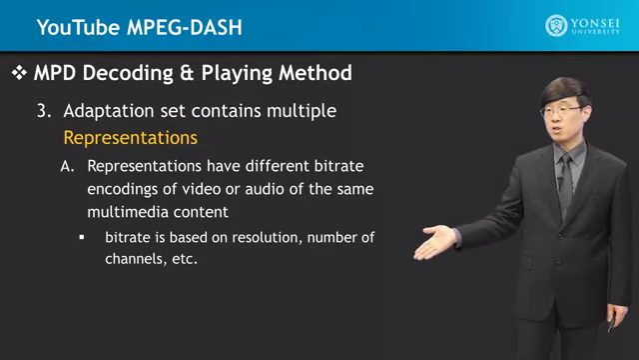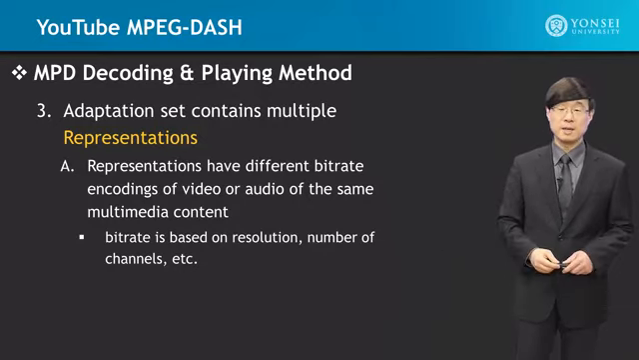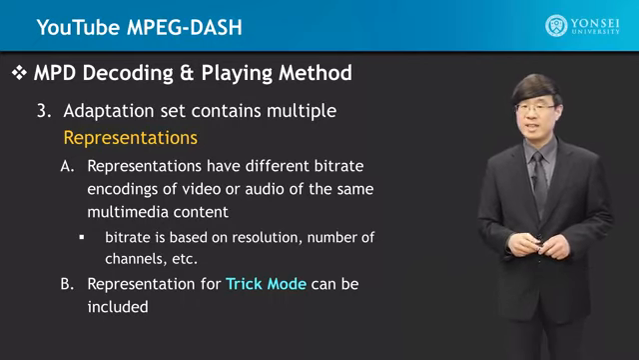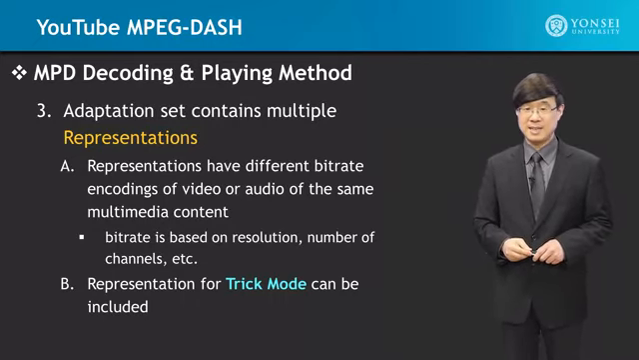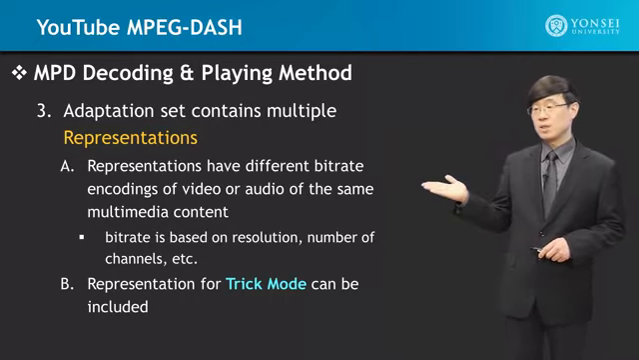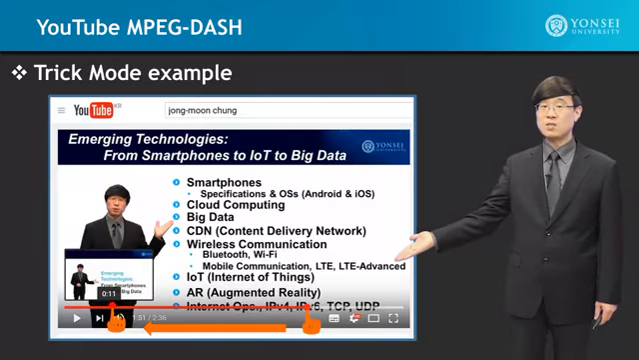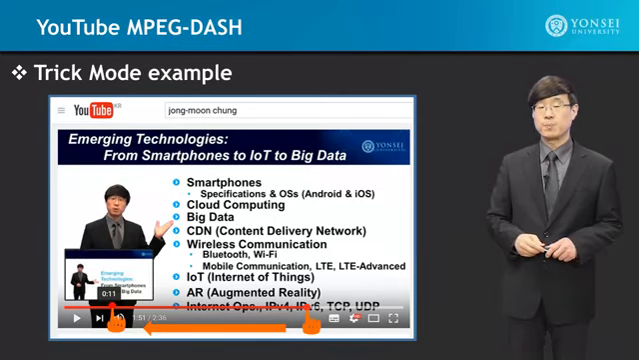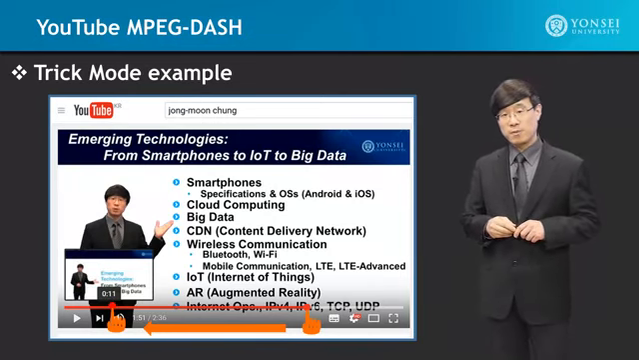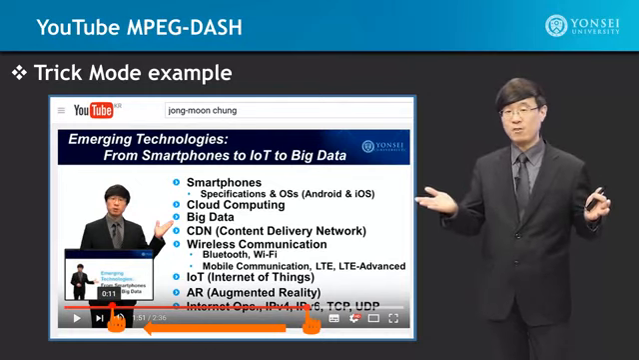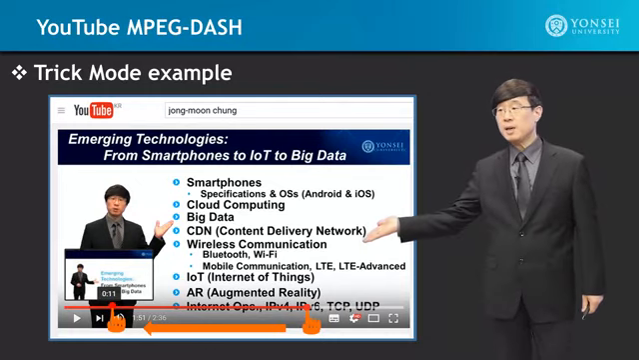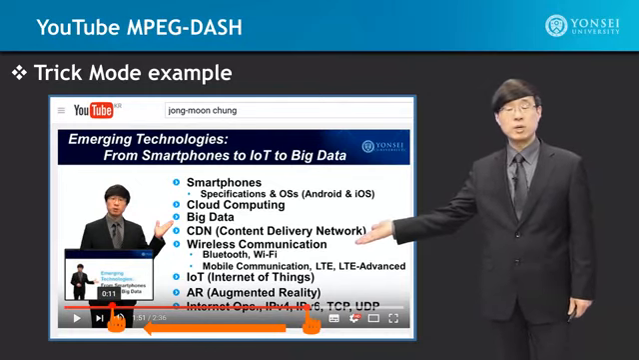The representation for trick mode can be included. And for YouTube, having that in there is a necessity. Once again, the trick mode is this application where you can go fast forward or review and look at a certain place. We already studied some frame information like the I frame, the P frame, and the B frame. Typically, the I frame is used when you're doing trick mode.